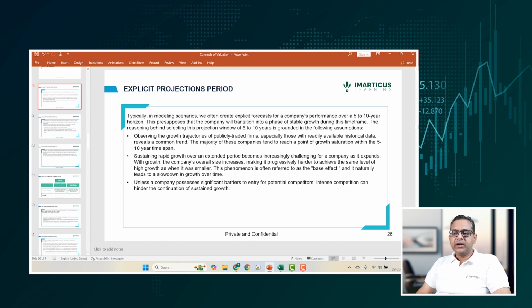Sustaining rapid growth over an extended period becomes increasingly challenging for a company as it expands. With growth, the company's overall size increases, making it progressively harder to achieve the same level of high growth as when it was smaller. This phenomenon is often referred to as the base effect, and it naturally leads to a slowdown in growth over time.